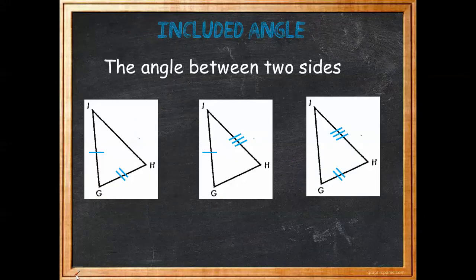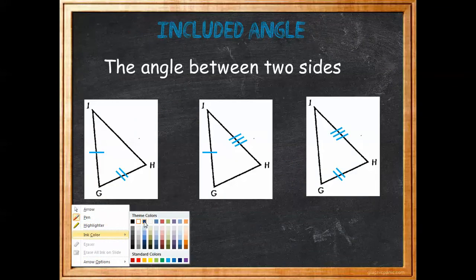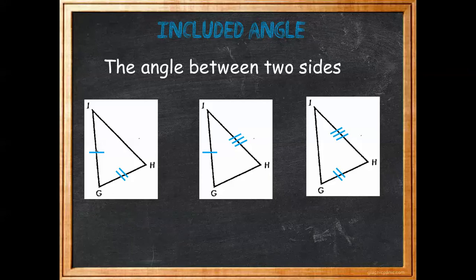Now here we're going to talk about included angles. An included angle is an angle that's included in between the sides. So for here, if we're given side IG and side GH, then the included angle would be angle G. If we're given side IG and side IH, then the included angle would be angle I. And then if we're given side IH and side GH, then our included angle would be angle H.